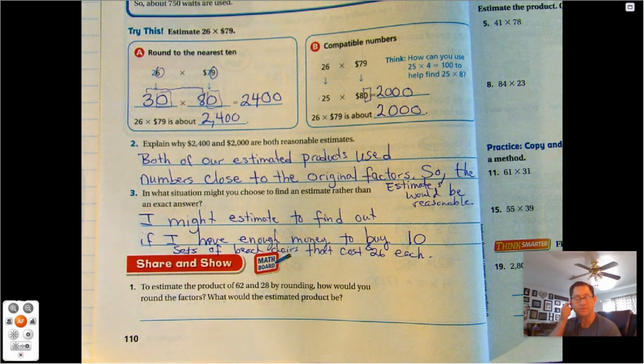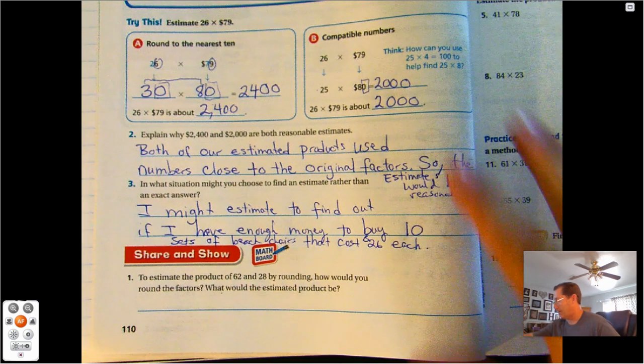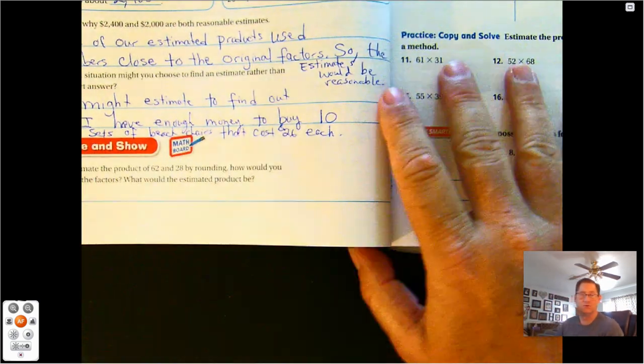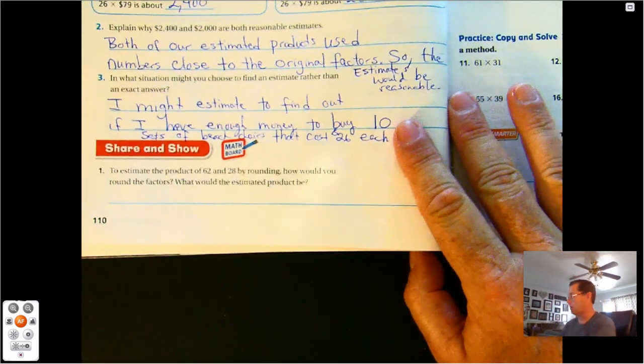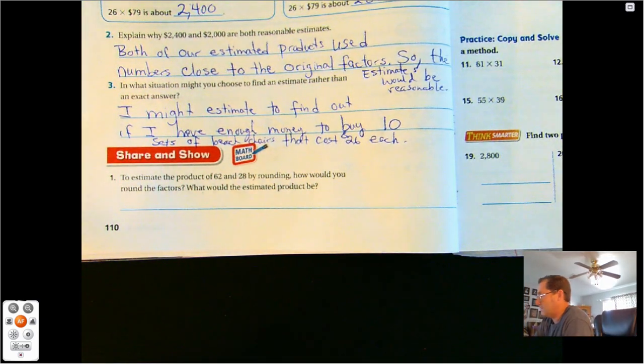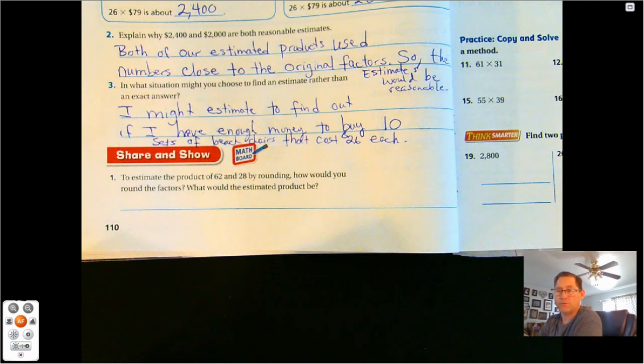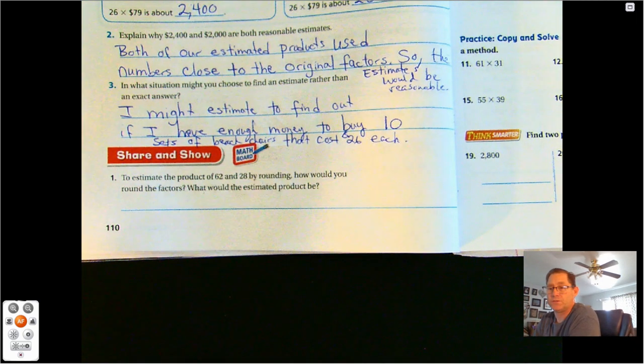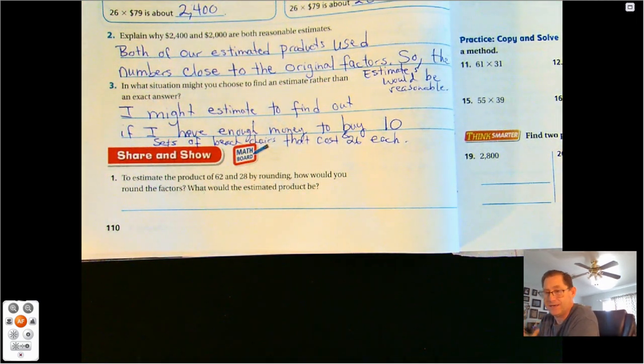All right, number 1, page 110. So we're going to use our two methods, rounding and compatible numbers. Compatible numbers, I would use if the number is close to a 25. Okay, so just keep that in mind. If it's close to 25, let's use that.